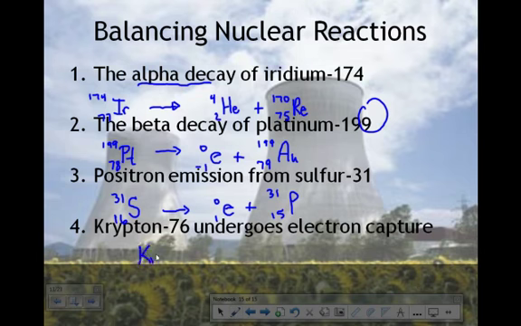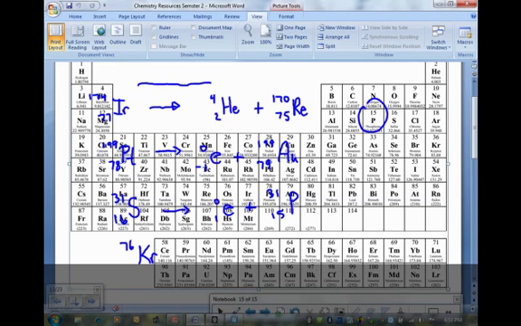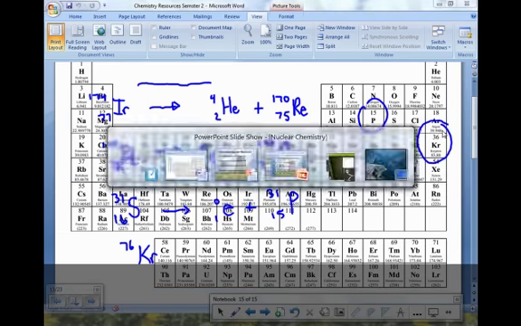Krypton is a noble gas, and krypton 76 has the atomic number, oh, let's check, because I'm not sure. Krypton, way over here, number 36. All right, then.